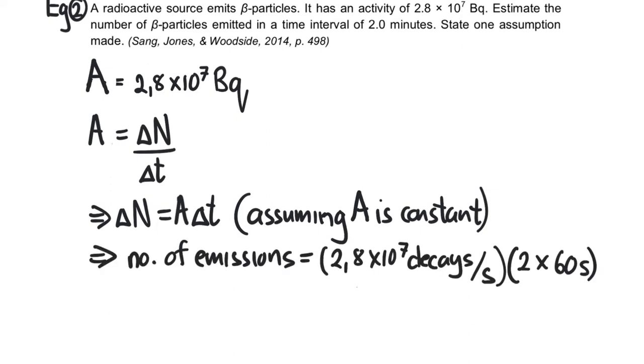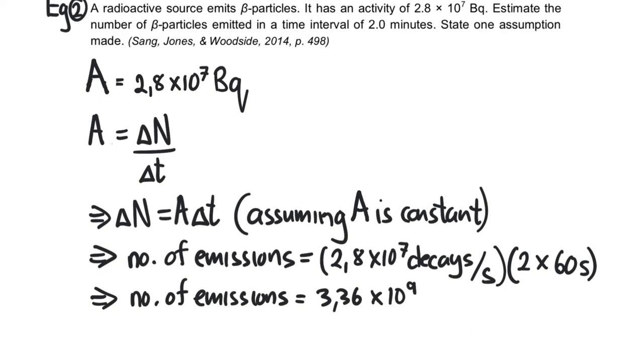So substituting for the activity, 2,8 times 10 to the 7 decays per second, because it's becquerel, multiplied by the time, which must be in seconds, because becquerel is per second. So in 2 minutes you have 2 times 60 seconds. This is going to equal the number of emissions, and that's going to give us the total number of emissions to be 3,36 times 10 to the 9, and we have noted that this is obviously going to include a fairly high uncertainty or error.